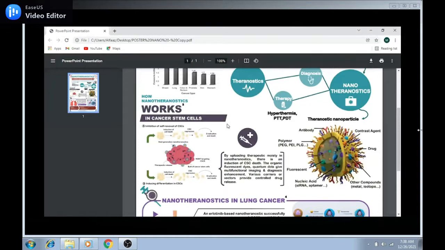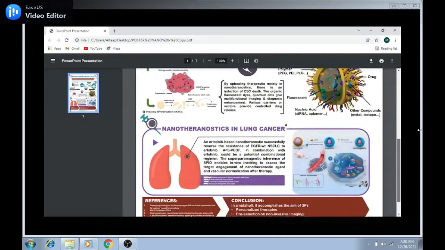It can help in precise diagnosis and can tell us about the depth and location of the tumor mass. The therapeutic moiety can cause induction of cancer stem cell death. Carriers or vectors help in controlled release of the drug. After performing its function, it is degraded in the body and excreted in the urine. Nanotheranostics in lung cancer.